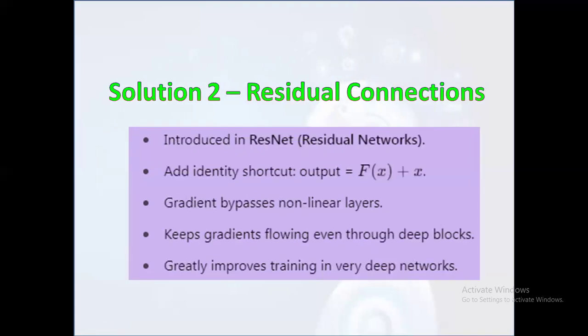It made deep learning applications practical due to its effectiveness and simplicity. And solution two is residual connections. Residual connections were introduced in the ResNet architecture to allow the training of very deep networks by directly addressing the vanishing gradient problem. We add the identity shortcut, F of x plus x, and the gradient bypasses the nonlinear transformation. It keeps gradients flowing even through deep blocks, and it greatly improves training in very deep networks. That means residual connections have revolutionized deep learning by enabling the training of networks with hundreds or even thousands of layers, something previously impractical due to vanishing gradients.